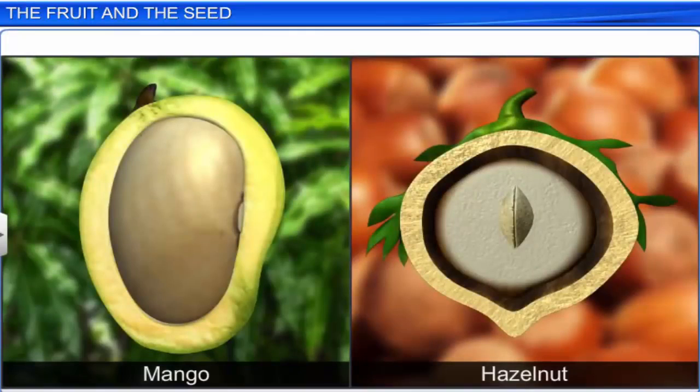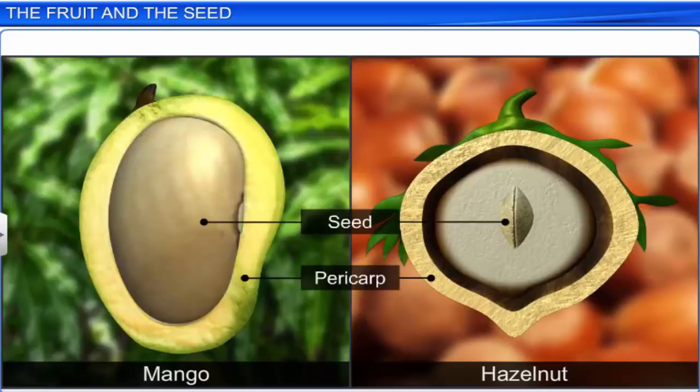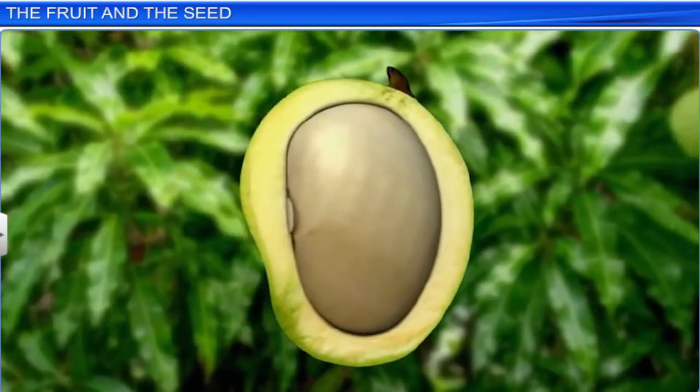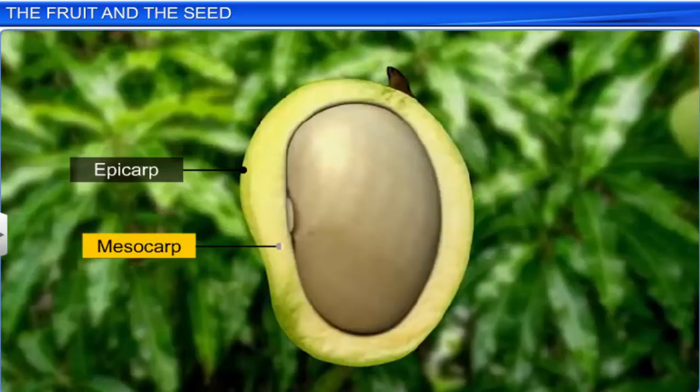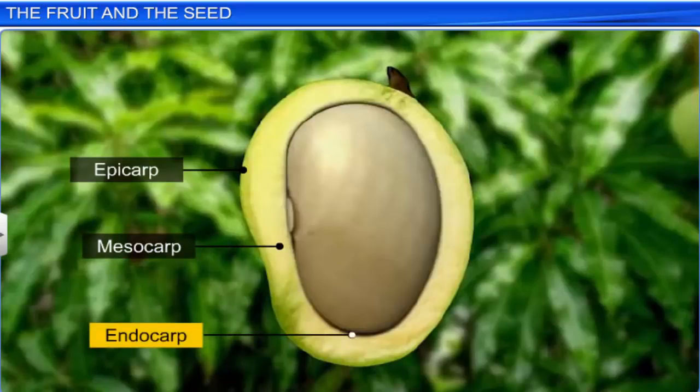Typically, a fruit is made up of 2 parts: the pericarp and the seed. The pericarp is the fruit wall, and it can be thick and fleshy as in mango, or dry as in hazelnut. In the mango, the pericarp is differentiated into 3 distinct layers: the epicarp, which is the outermost layer or peel, the mesocarp, which is the thick, pulpy middle layer, and the endocarp, which is the innermost layer that directly surrounds the seed.